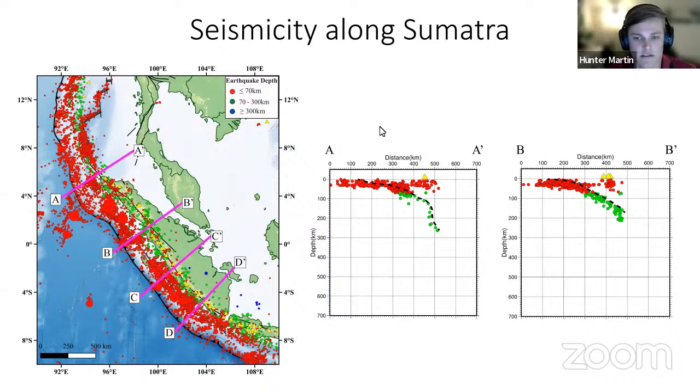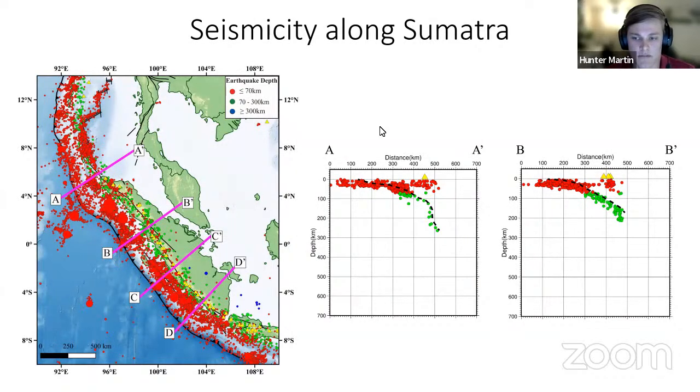There's a dense clustering of shallow seismic activity that can be seen, and intermediate events are experiencing this sort of bulge-shaped feature from approximately 100 to 200 kilometers. This potentially could be related to a kink or a tear in the slab.